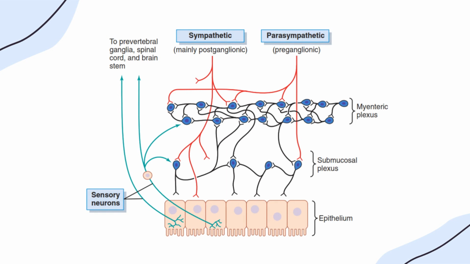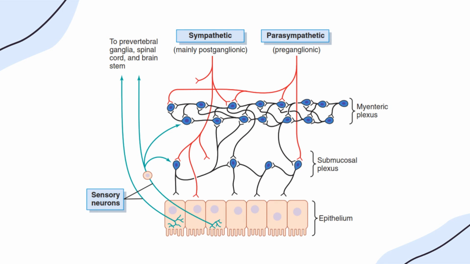Here we see an image representing the intestine, Auerbach's or myenteric plexus and Meissner's plexus, and we see how the intestine receives innervation from the sympathetic nervous system. Practically all the neurons of the sympathetic system are postganglionic, and of the parasympathetic system are preganglionic, which we are going to see in detail in the autonomic nervous system class.